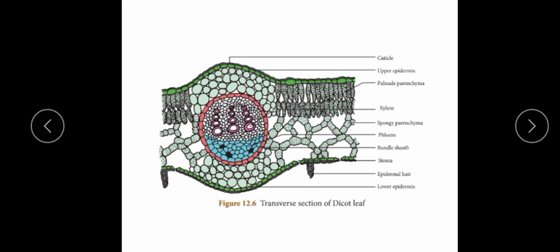Let's see how the xylem and phloem are going to look. Xylem is facing the upper epidermis and phloem is facing the lower epidermis. Is it clear for you all?